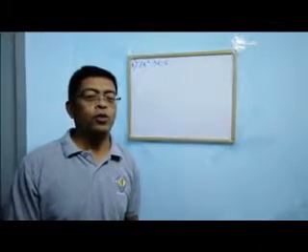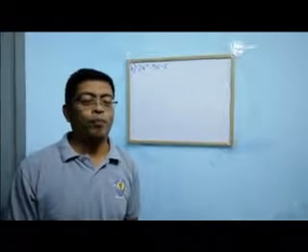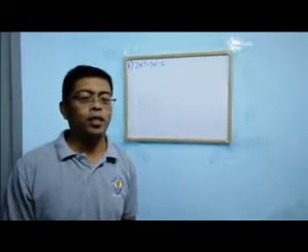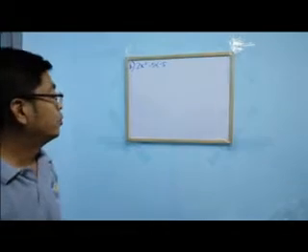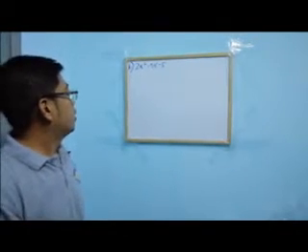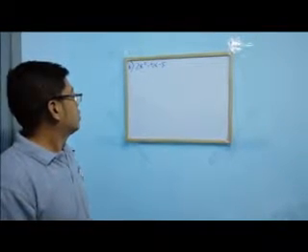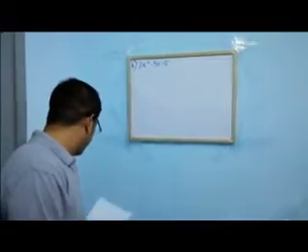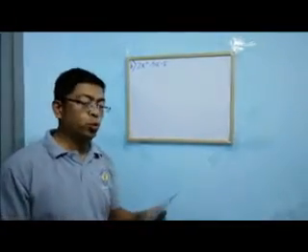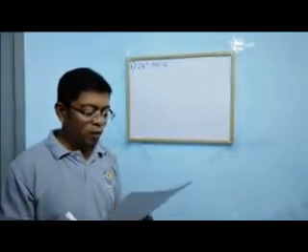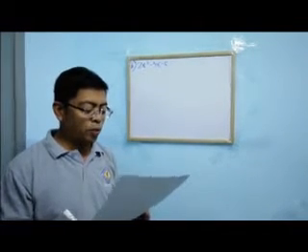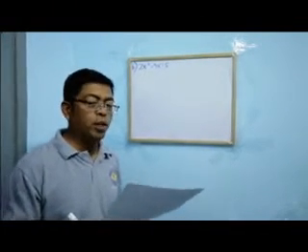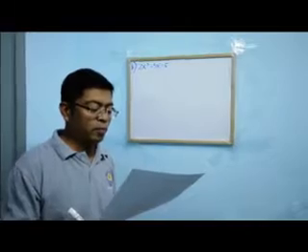So for now, I would select part 1, number 6: the equation whose roots are the reciprocal of the roots of the equation 2x squared minus 3x minus 5.